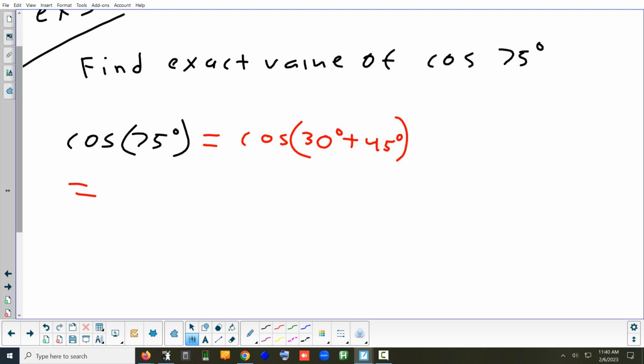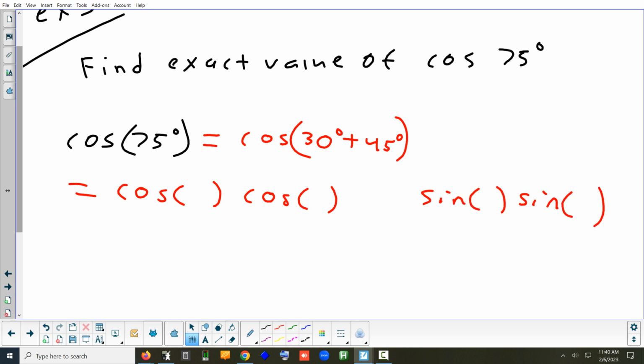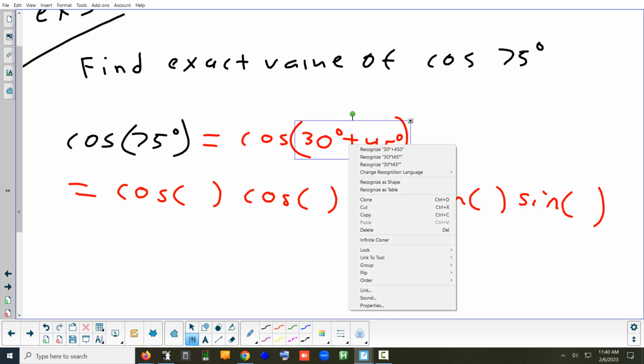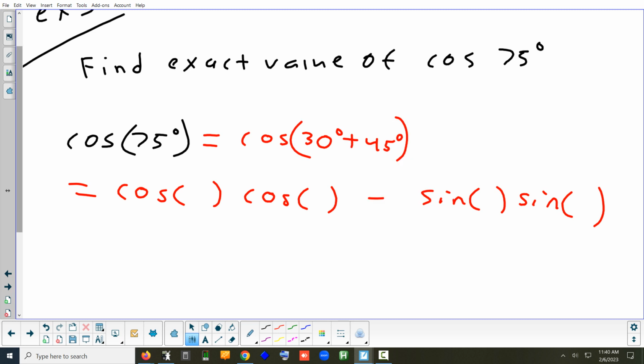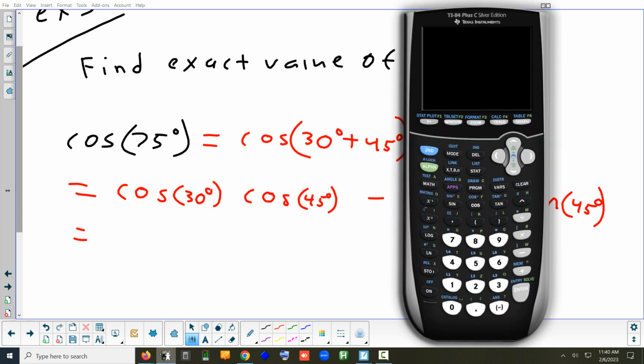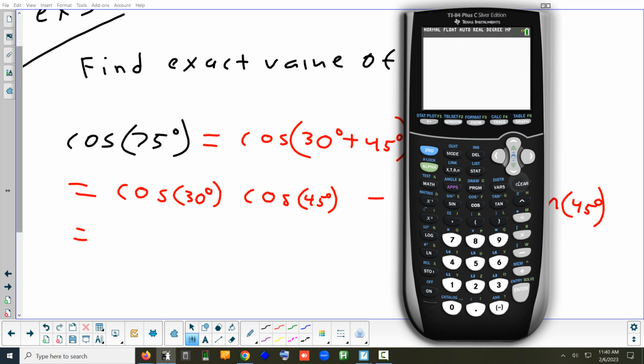Okay, so cosine of a sum. Keep your cosines together. Keep your sines together. And what symbol goes between it when we have a plus here? A negative. Okay, what's my first angle? And my second? And there you go, 30, 45. If you need to, you can type the cosine of 30 in and try to recognize that decimal. Hopefully you start to know those after a little bit.